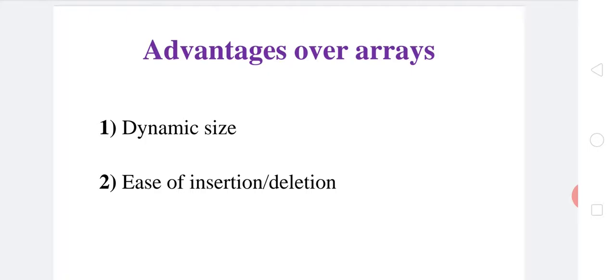The second one is ease of insertion and deletion. Suppose you want to insert a new element in the linked list, then we can easily insert it. If you want to insert at the beginning, we can easily insert at the beginning. If you want to insert at the end, we can easily insert at the end. If you want to insert in between the list, we can easily insert the new element into the middle of the list. Likewise, we can delete the first node of the list, we can delete the last node of the list, and we can delete a node in the middle of the list.